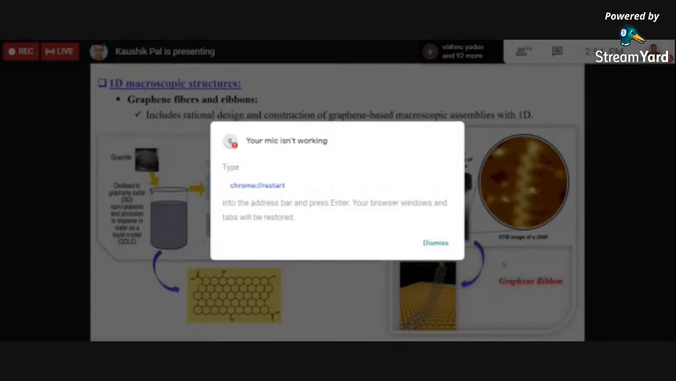Here you can see that graphite is oxidized to graphene oxide nanoplatelets, and sonicated to disperse in water as a liquid crystal, which is known as GOLC. Then the GOLC is injected through a syringe into a coagulant bath to make the fiber. Continuously you are maintaining a particular pressure, so that the liquid comes directly into that bath, and then the wash bath of methanol. After that you are cleaning it, and then you take the graphene fiber. The graphene oxide fiber is wound on a reel, then reduced with sodium borohydride to form the graphene fiber. So this is a very nice example of how we prepare graphene fibers. Then graphene ribbons.